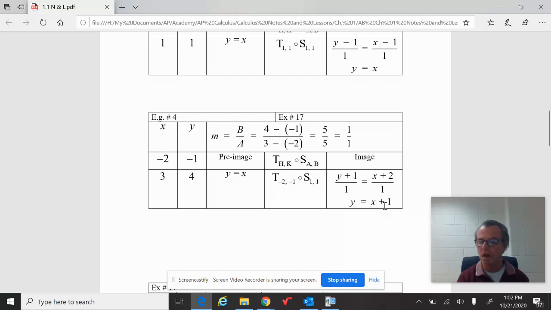But if you chose this point, you're going to get the same answer because you're going to replace x with x take away 3. You're going to replace y with y take away 4. And when you add 4 to both sides, you're going to get back to y equals x plus 1. You have to get back to the same line because it's going through both points. Okay?